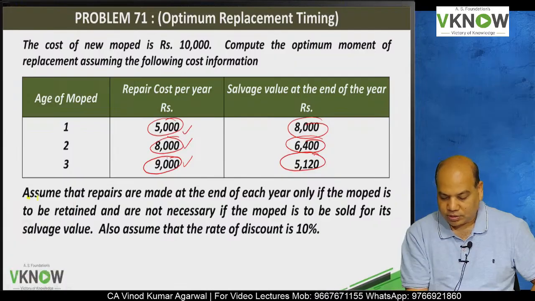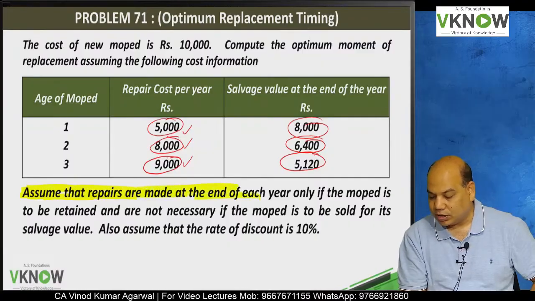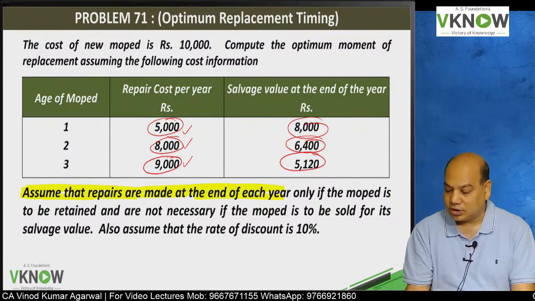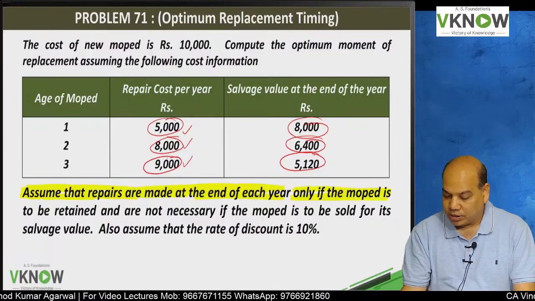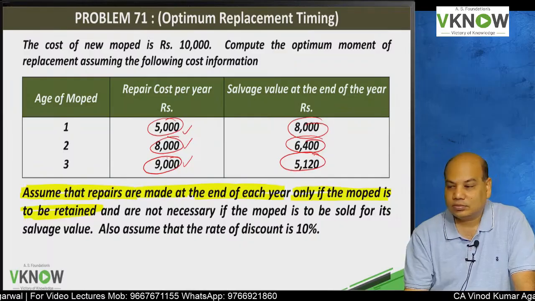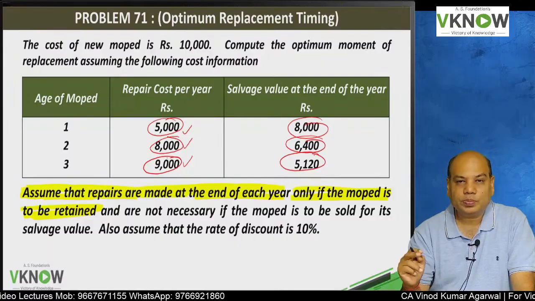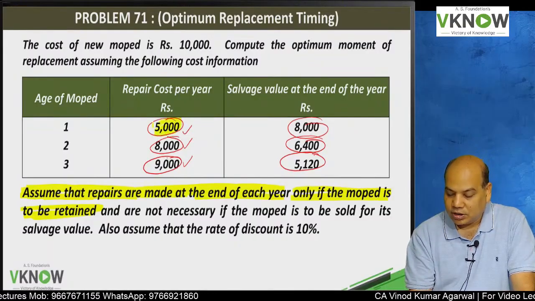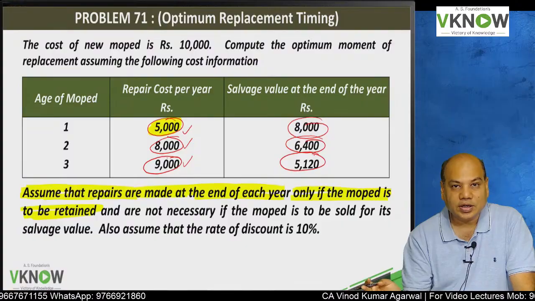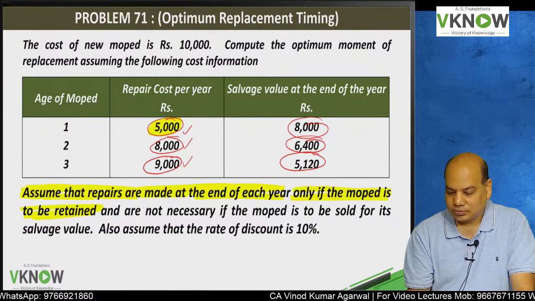Now one very important assumption, assume that repairs are made at the end of each year. Repair cost will be incurred at the end of each year only if the moped is to be retained. What does that mean? It means that if I have to use the moped for second year, then I will incur repair cost of the first year. But if I don't have to use the asset for the second year, I will sell the asset as it is without incurring the repair cost.